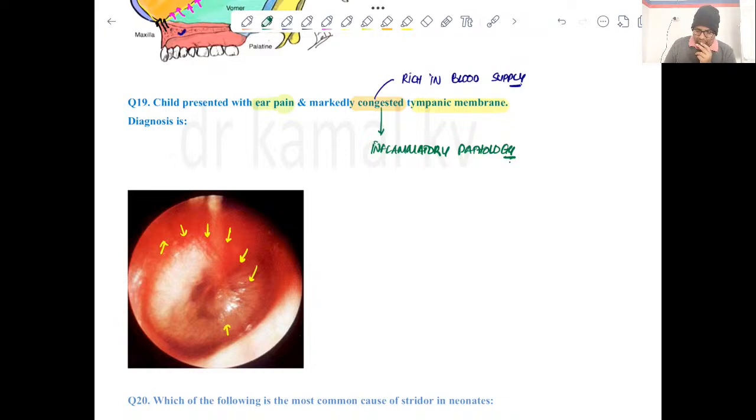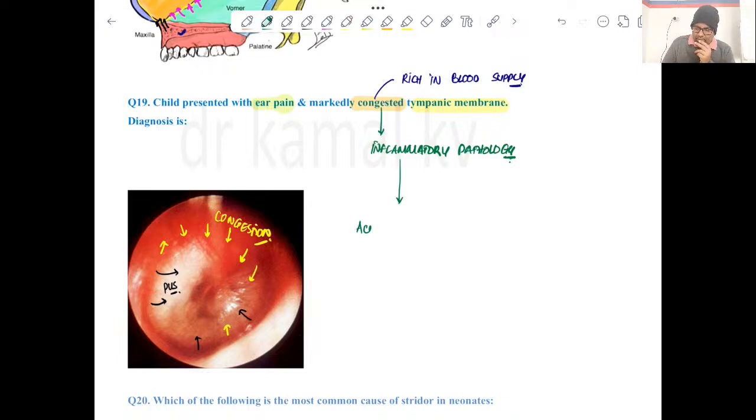Now at the same time, what you can see, there is purulent material also. So this yellow is all pus. Clear? So you can see the purulent material also. So you can see the congestion and you can see the purulent material. So I think most of you can answer this condition very well.